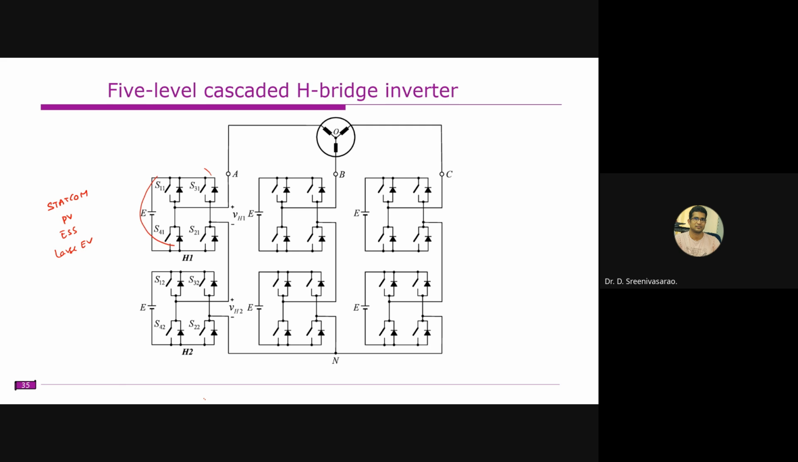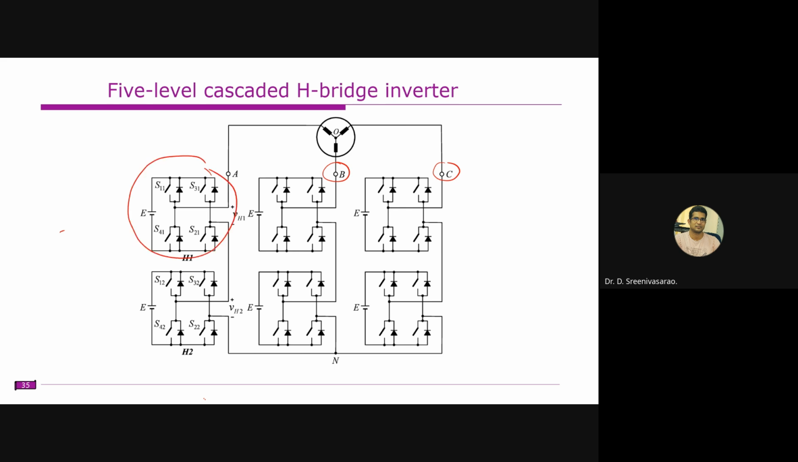So here this is one H bridge, as you are aware of. This is another H bridge. Here these two H bridges are connected in cascade. That means the output of one H bridge is connected like this, right? So this is forming one phase, that means the outputs are connected together, right? So this is the A phase, B phase, and C phase, and this point is the neutral, right?